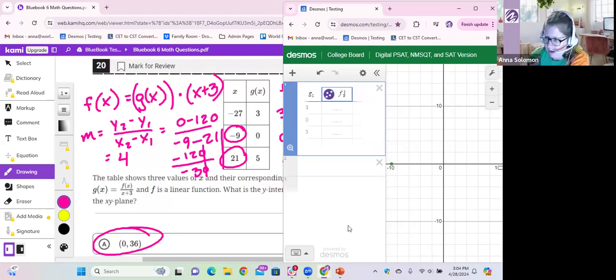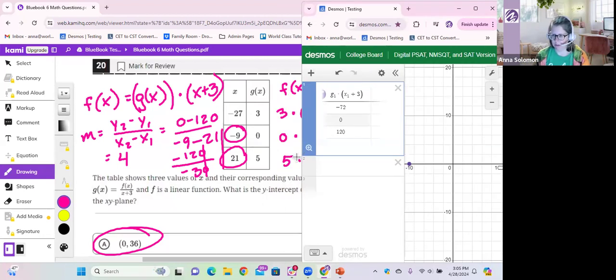If I say that F1 is actually G1 times X1 plus 3, and let's make sure we use our parentheses, you'll notice I end up with the same values that I did by doing the math myself. You can't see them, but you and I both know it's there.